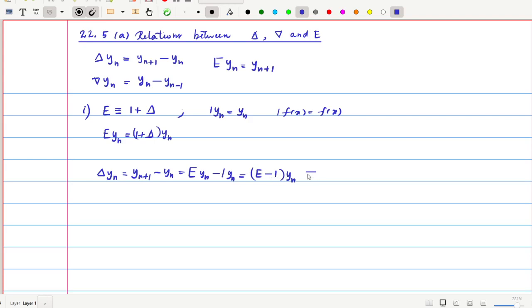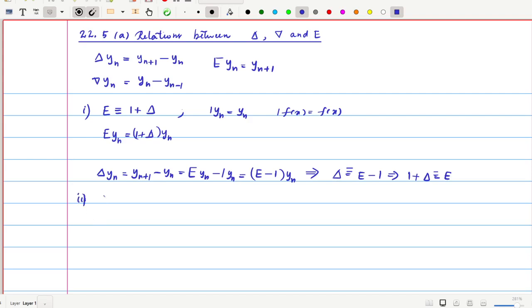From this you can write delta is equal to E minus 1. So from this you can write 1 plus delta is the same as E. So you can write two relations: E is equal to 1 plus delta, or delta is equal to E minus 1, both are the same. So from this you can write the equivalence of these two operators. Now we have three operators here, delta, del, and E. These are the relations between delta and E.